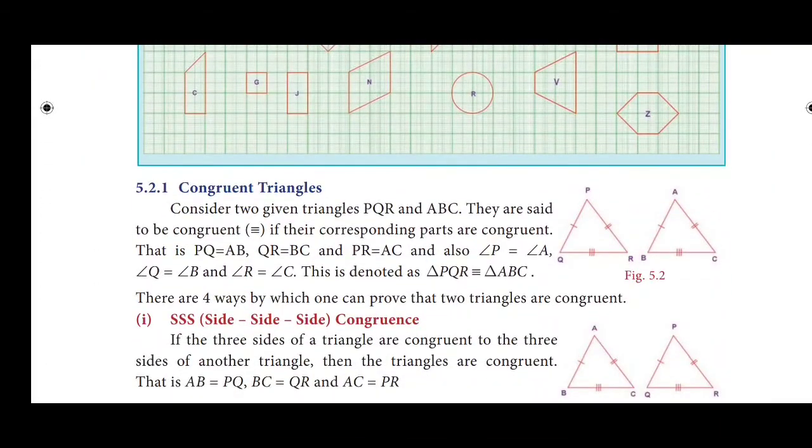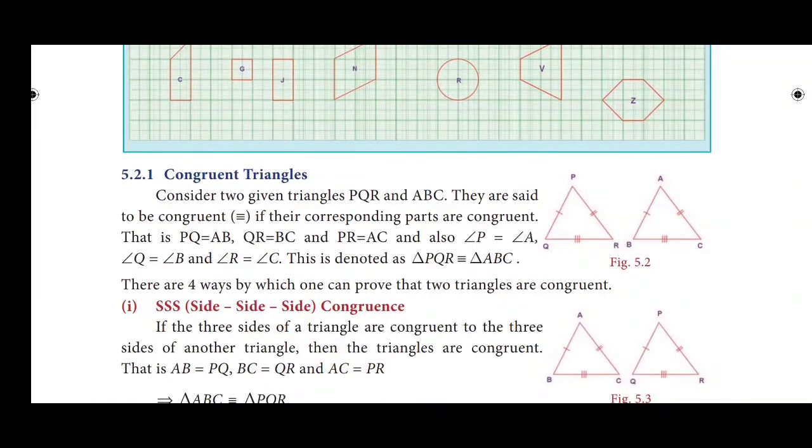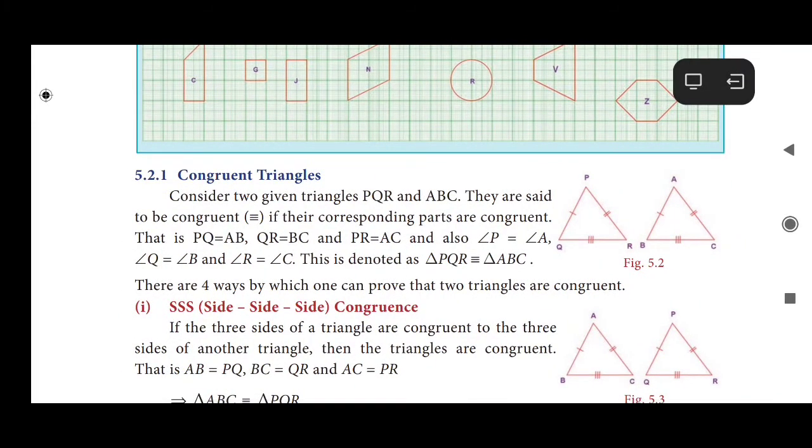Congruent triangles. Consider two given triangles, PQR and ABC. They are said to be congruent if their corresponding parts are congruent. Understand? So this is called what?